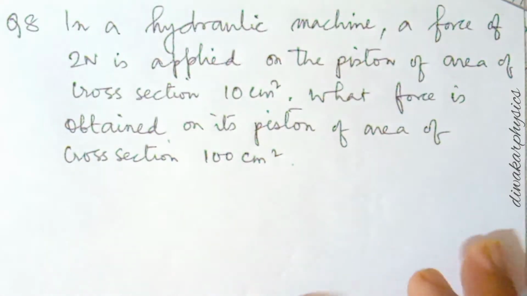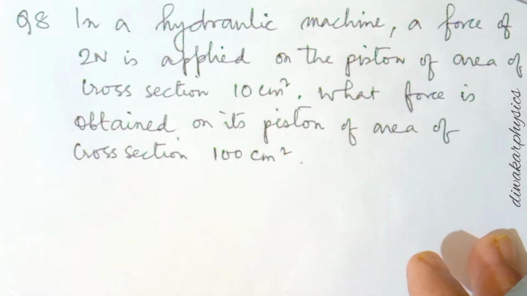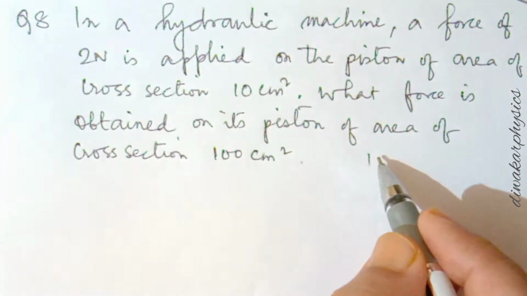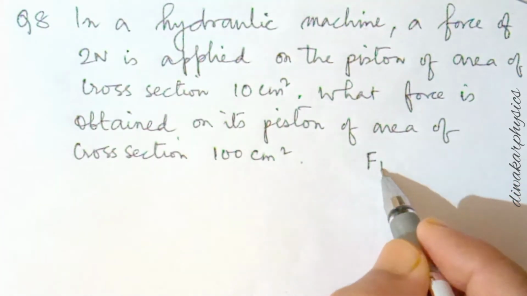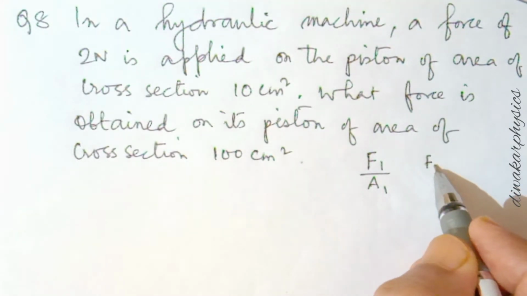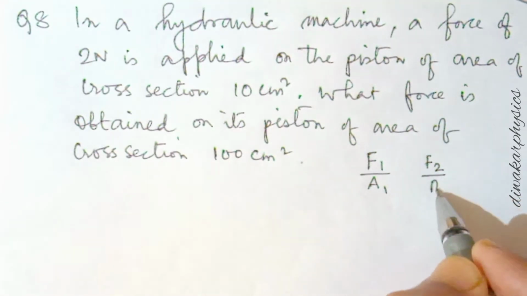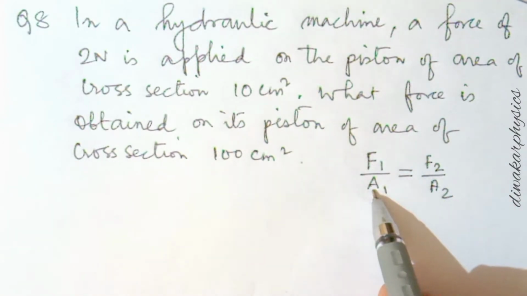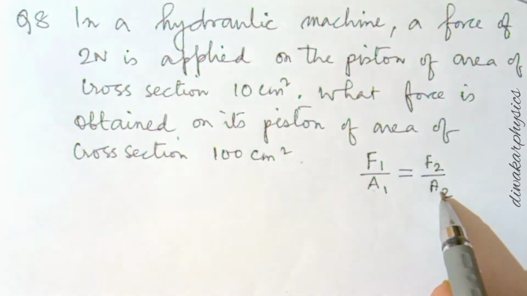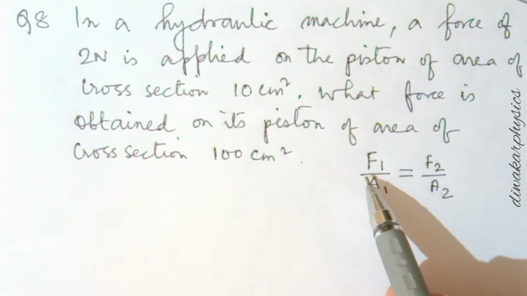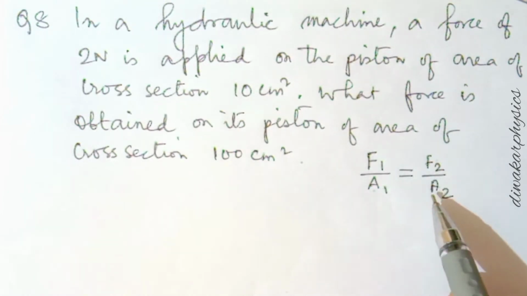Okay, so this is based on hydraulic machine. That means it is based on Pascal's law. So in Pascal's law, pressure in every part of the liquid is equal. So pressure at one place, F1 by A1, is equal to pressure at another place, that is F2 by A2. So pressure is equal. F1 by A1 is pressure, F2 by A2 is also pressure. So pressure at every point in the liquid is constant. So F1 by A1 is equal to F2 by A2.